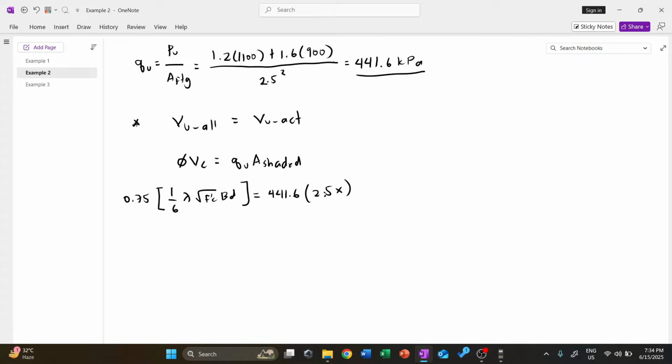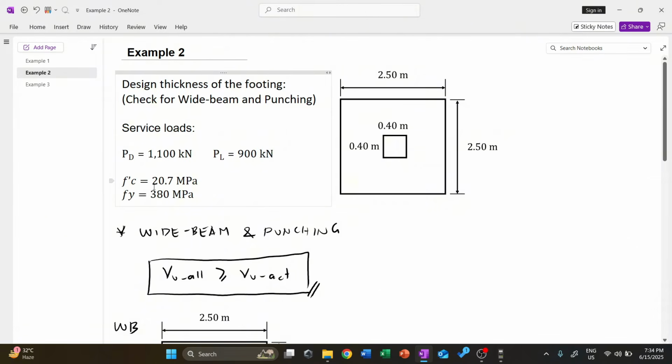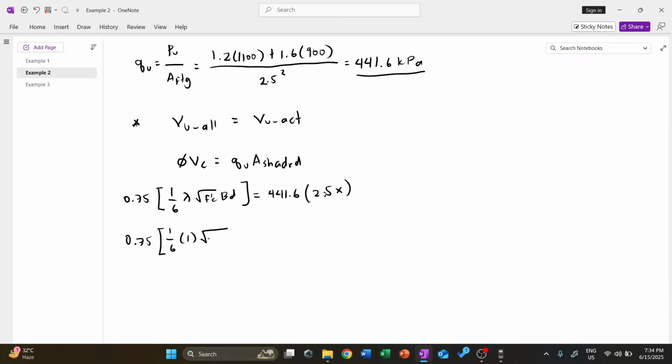Okay? So, yan. Substitute pa natin lahat. 0.75 times 1/6 lambda natin. Walang binigay ulit. So, assume natin normal weight. 1 square root of F prime C. That is equal to 20.7.